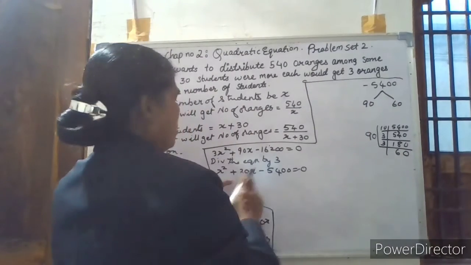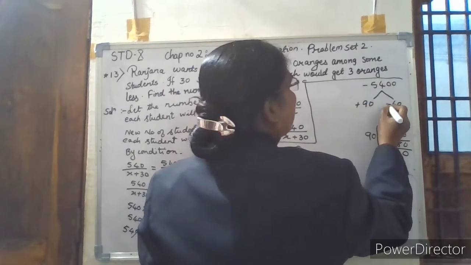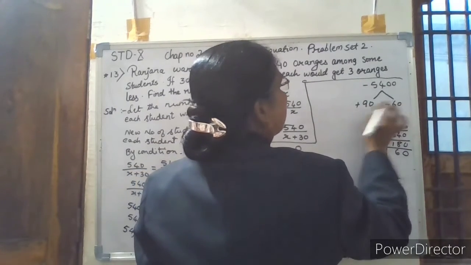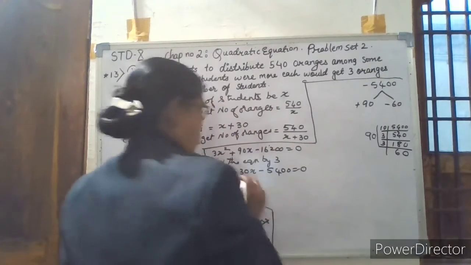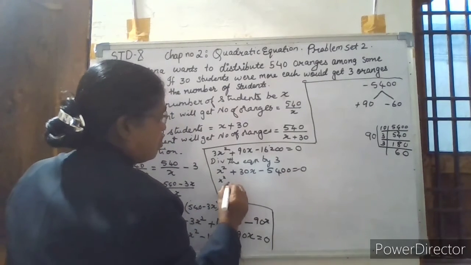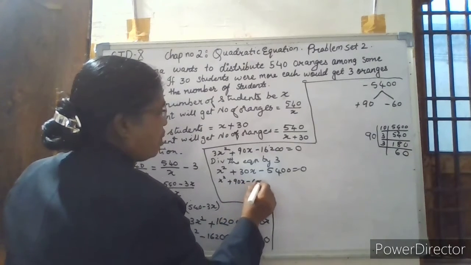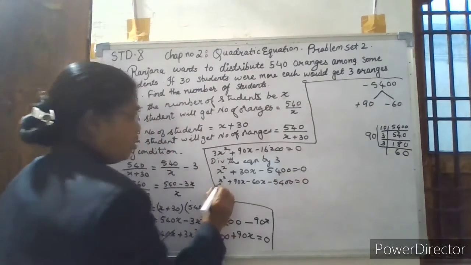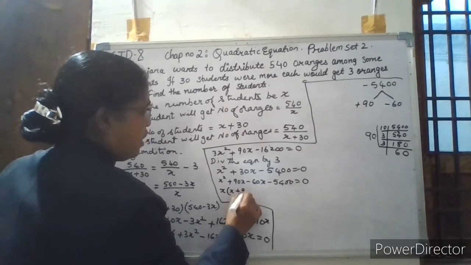The sign of the middle term goes to the greater number, and the opposite sign goes to the smaller number. So plus into minus is minus. This 90 into 60 gives 5,400. So the middle term plus 30x is split as plus 90x minus 60x minus 5,400 equal to 0. Now from the first two terms x is common: x into x plus 90.